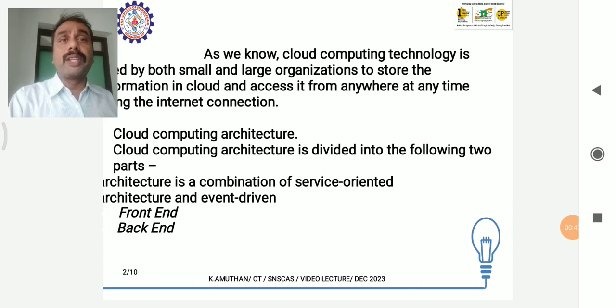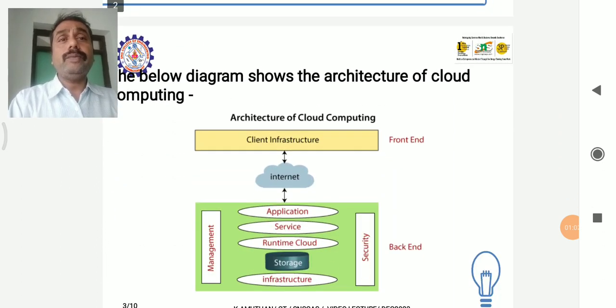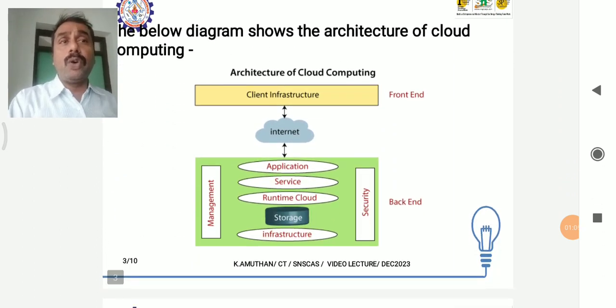Cloud computing architecture. The cloud computing architecture is divided into the following two parts. One is front end and another one is back end. So cloud computing architecture has two components, front end and back end. The below diagram shows the architecture of cloud computing.